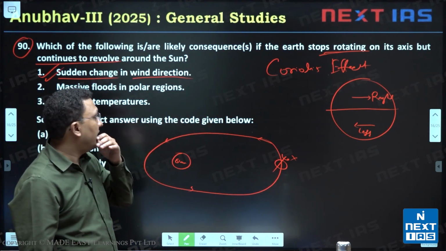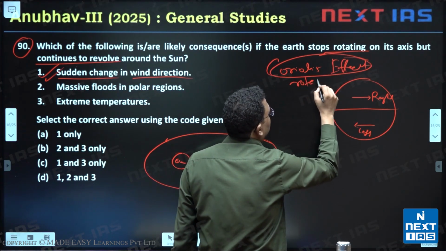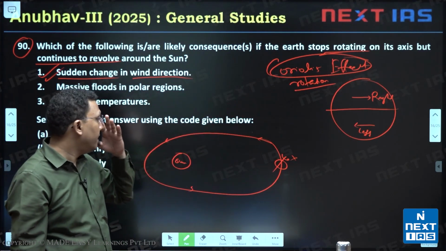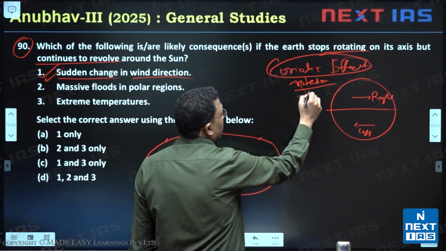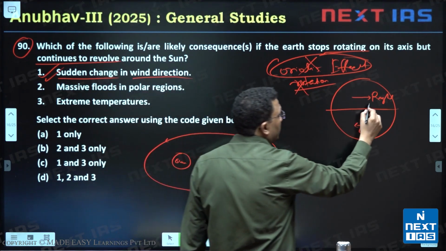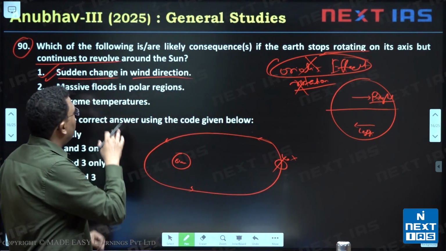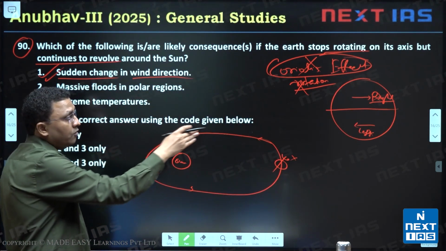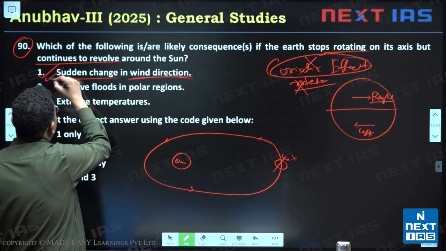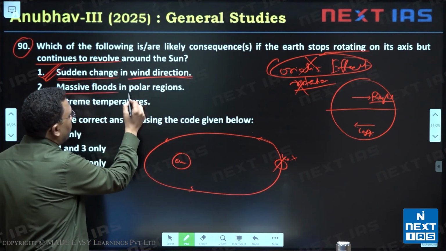So this Coriolis effect actually occurs because of the rotation of earth. It is the rotation of earth only that causes Coriolis effect, right? If the rotation of earth is stopped, this Coriolis effect will be gone, right? So that means this deflection towards right and left will be gone. So the winds will change direction because there is no deflection now. So all of a sudden there will be a change in wind direction, right? So first is correct. Now the second one, massive floods in polar regions.